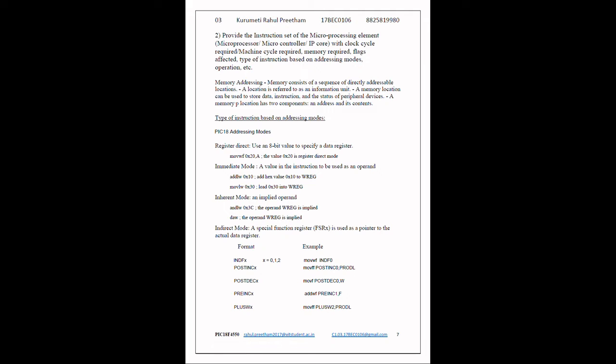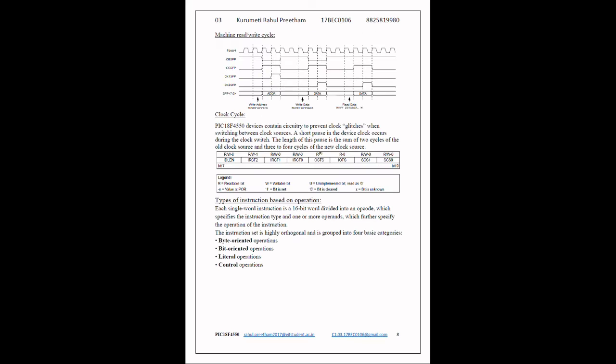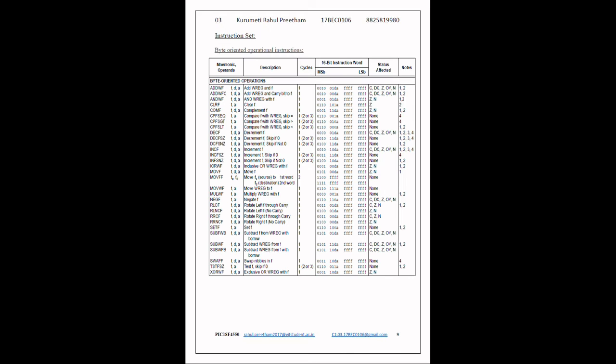Now let's talk about the different types of operations present. The first among them is the byte oriented operation. The second one is the bit oriented operation. The third is the literal operation. And the final one is the control operation. Here you can see the different instruction sets, which are the type oriented instructions.